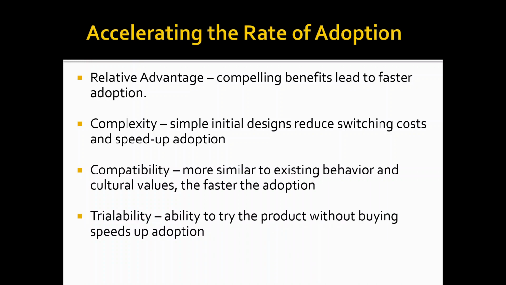Trialability. The more often we can try something without having to purchase it, with no risk, the more likely we're going to adopt it, assuming it does what it's supposed to do. That's why you can go to Costco or Sam's Club and walk around and eat for free, because marketers know that if you get to try it and taste it, you're more likely to buy it. That's an issue in cannabis, right? Because you can't give out samples.